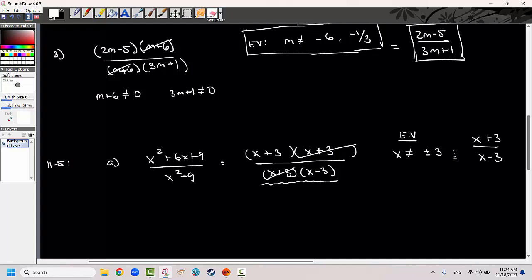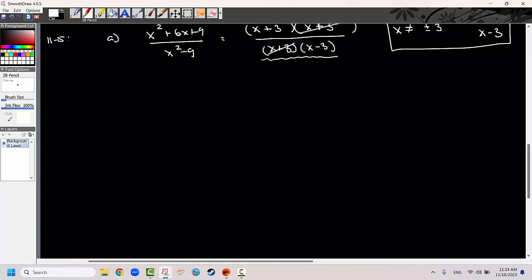Oops, did not mean to put that equal sign there. Don't put that there. And there you go. There is your problem when it is factored and canceled and simplified and stated with the excluded values. Let's try another one here. Let's try one last one.